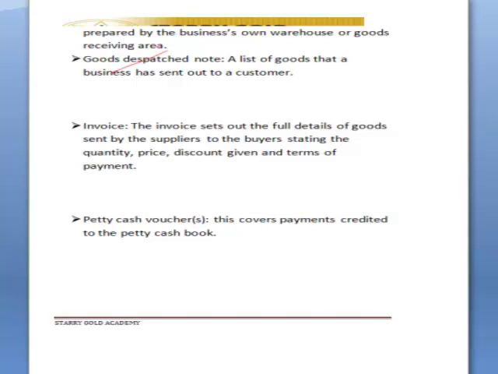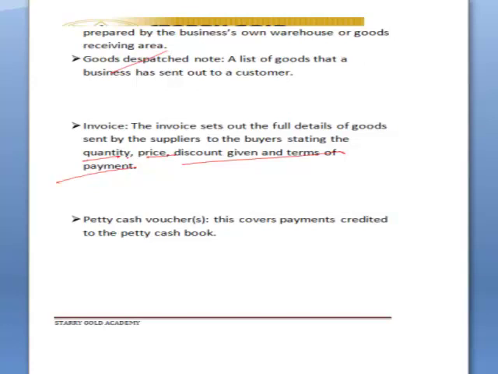We have what we call an invoice. An invoice sets out the full details of goods sent by the supplier to the buyers, stating the quantity, price, discount given, and terms of payment.